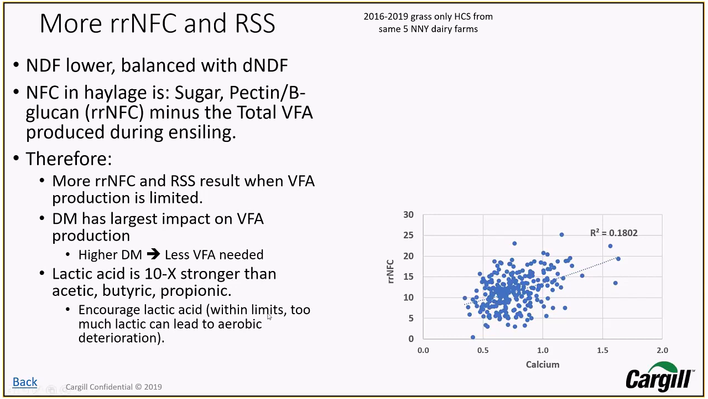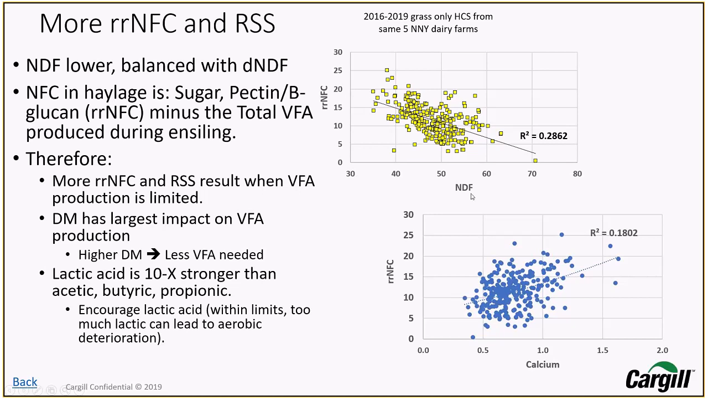Now, within limits, there can be too much lactic acid and not enough acetic acid, because acetic acid is a very good inhibitor of mold and yeast. So we don't want to have a 10-to-1 or 9-to-1 or 8-to-1 ratio of lactic to acetic. A good range of ratios of lactic to acetic is somewhere between 2 and 4-to-1, 3-to-1 plus or minus 1.